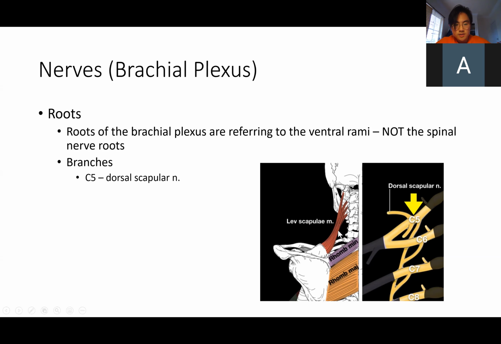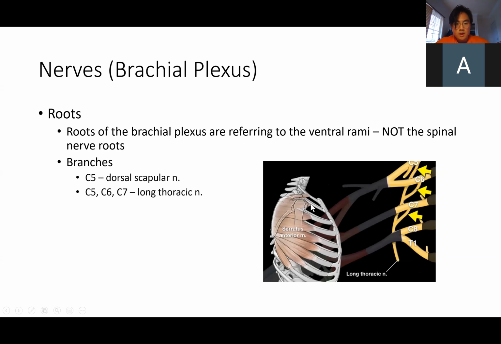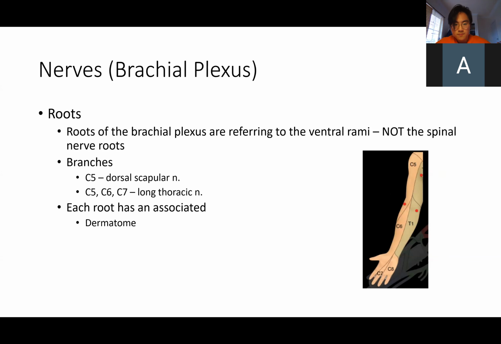So we've got branches here, dorsal scapular nerve coming off, innervating these muscles. Long thoracic formed by C5, C6, C7, innervating the serratus anterior. So there's not much to these. You just go back and learn these, but they're important to know.